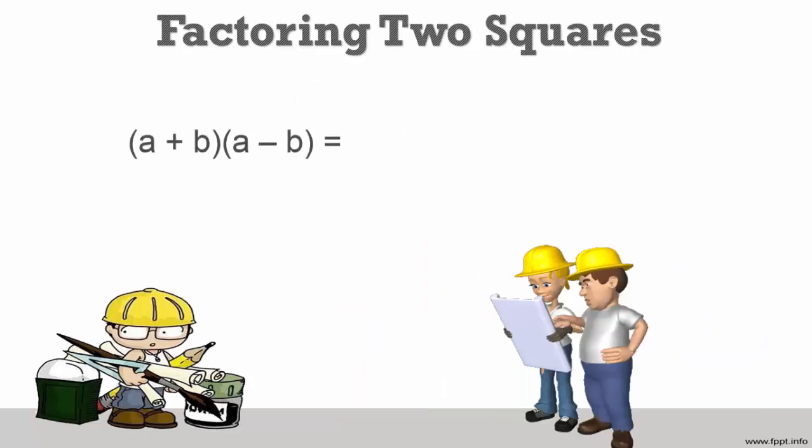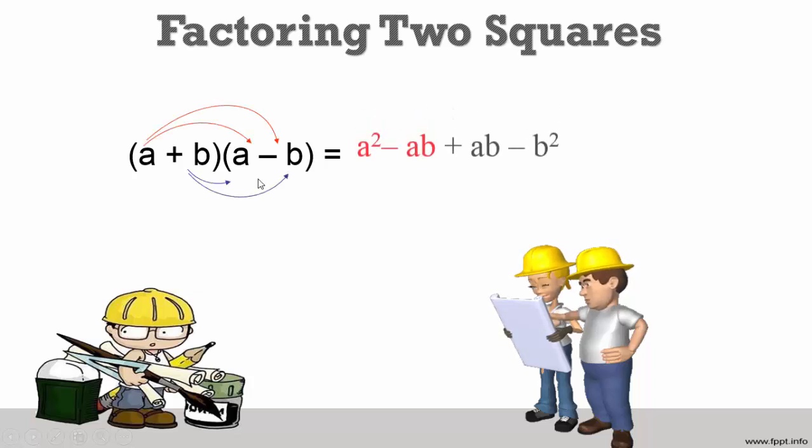Factoring the difference of two squares. Let us say that we have two factors, a plus b times a minus b. We multiply these using FOIL or the distributive property, and we get a squared minus ab plus ab minus b squared. Notice that the middle terms cancel out because this is negative ab and this is positive ab. So they cancel out, and we end up getting a squared minus b squared.